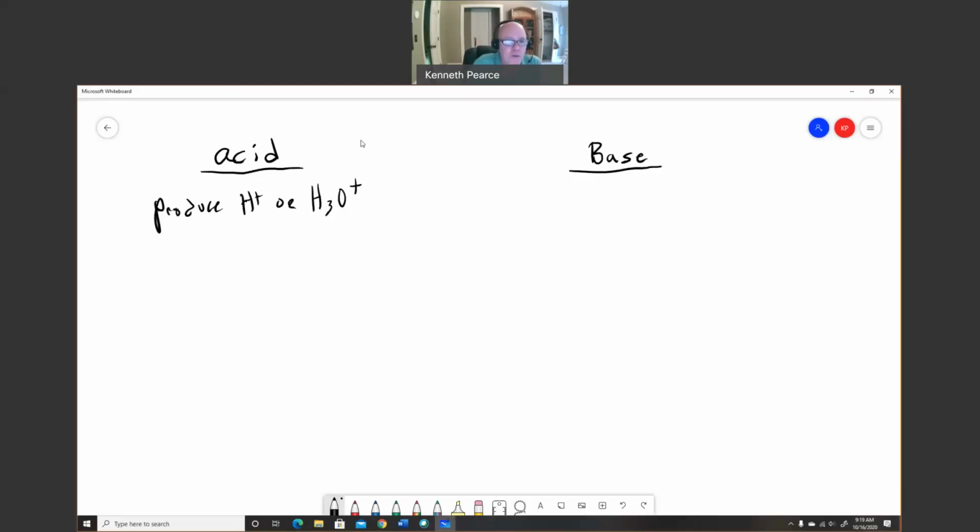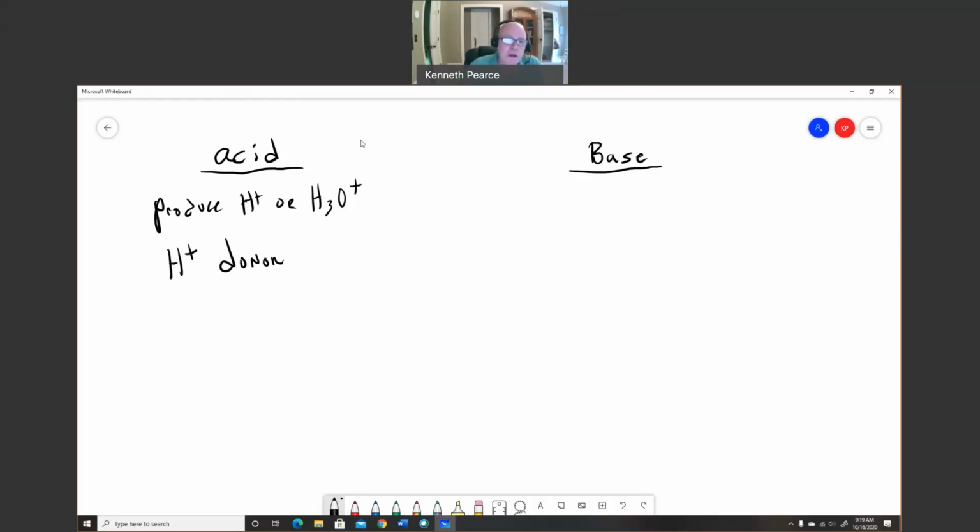Now, acids also are H plus donors. Okay, more on that in a bit, but basically you're moving an H from one molecule to another molecule. And if you're moving it, then you're donating it. So it's an H plus donor.